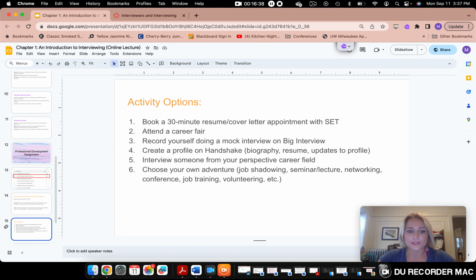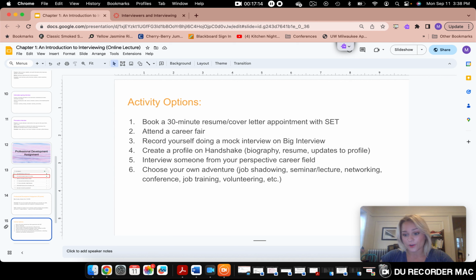So the 6 options. The first one, you can book a 30-minute resume and cover letter appointment with SET. SET is the Center for Student Experience and Talent on campus, formerly known as Career Services. You'll book a 30-minute resume or cover letter appointment with them, and after you go to the appointment, you're going to submit to me an email confirmation. You're also going to upload your old resume, your new updated resume, and a reflection of what you gained from this, how you think your resume is going to help you in your career, etc.